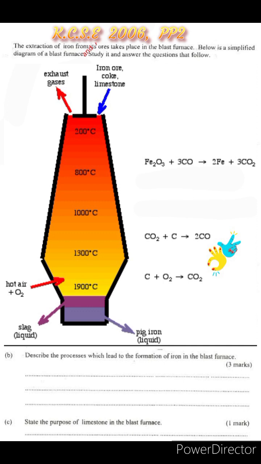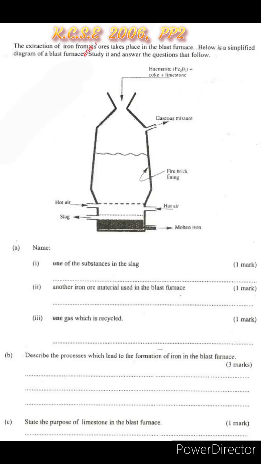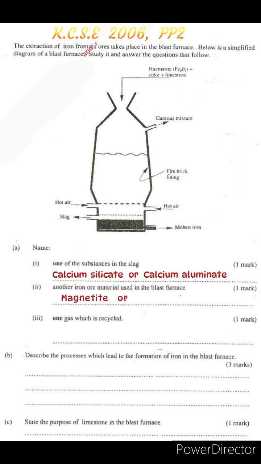Okay, I believe we are now ready to tackle the questions. So A Roman 1 says, name one of the substances in the slag. Now this can either be calcium silicate or calcium aluminate. Roman 2, name another iron ore material used in the blast furnace. Now iron has three common ores. There's hematite, which is considered to be the chief ore, but it also has two other ores, and these are magnetite and siderite. So either of these is correct. Roman 3, one gas which is recycled. Now this of course is carbon 4 oxide.